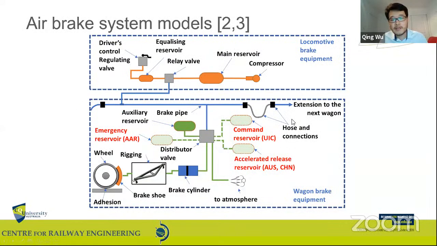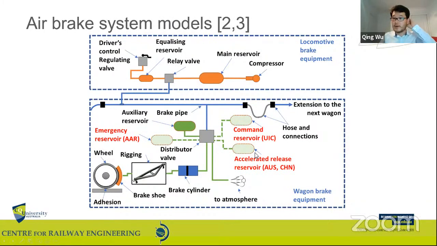In this diagram, we show the components in the air brake system we could consider in the modeling. We have compressors in the locomotive, which provide compressed air to the main reservoir. Then the main reservoir feeds that air to each individual vehicle of the train. On each individual wagon, we will have a quite sophisticated distributor valve, which is the center of the wagon brake equipment. And then we have brake cylinders, brake riggings and brake shoes.